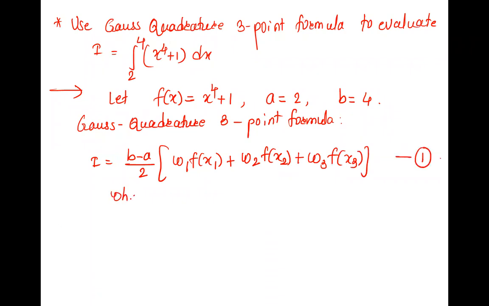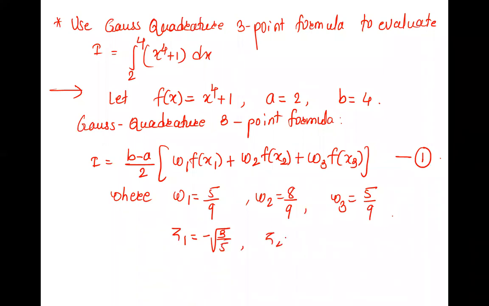Where we know some values, we'll write them. What is W1? 5 by 9. What is W2? 8 by 9. W3 is 5 by 9. So 5 by 9, 8 by 9, 5 by 9. And Z1 is minus root 3 by 5, Z2 is 0, and Z3 is plus root 3 by 5. Please remember them.